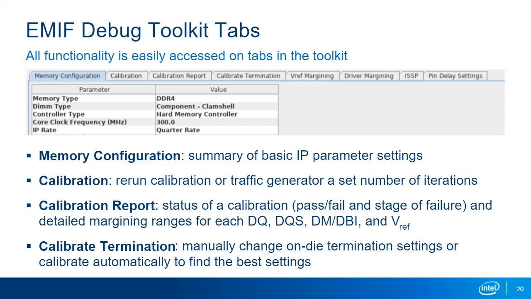The Calibrate Termination tab displays the on-die termination, or ODT, settings that were specified in the EMIF IP and allows you to change and test the new settings without regenerating or recompiling the design. It even lets you perform an automatic ODT calibration that scans the available ODT settings and chooses the settings with the most margin.